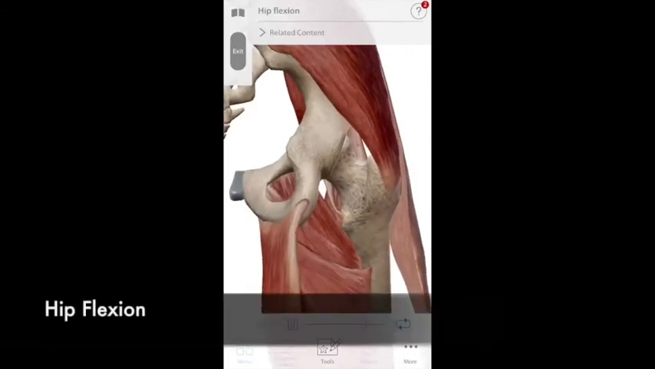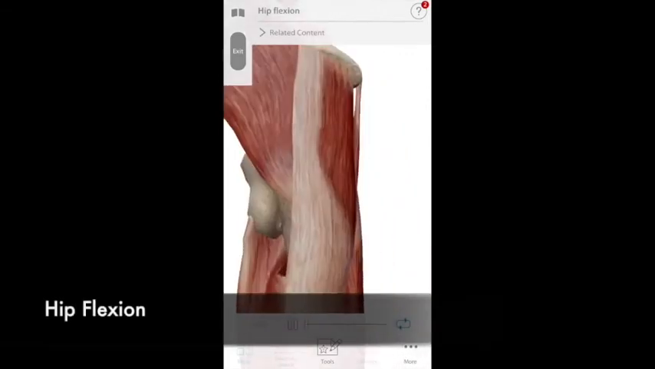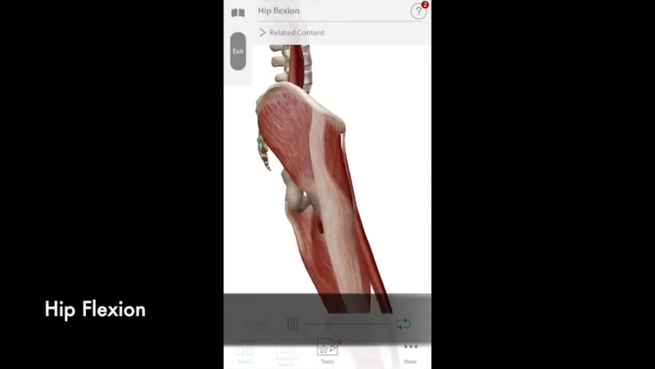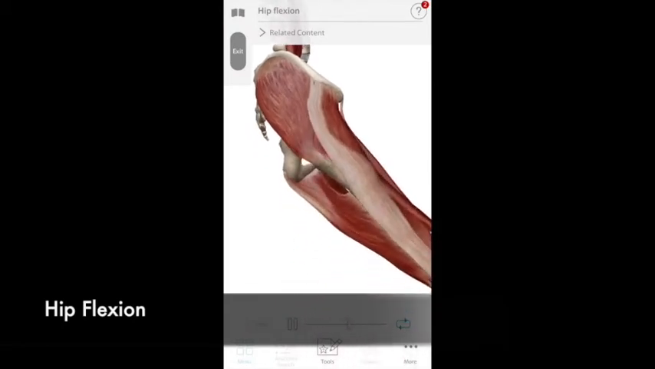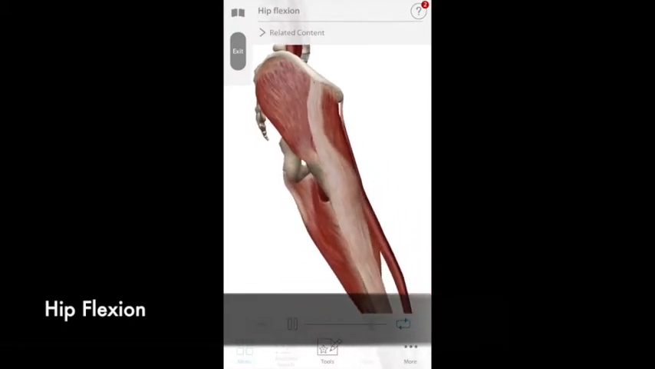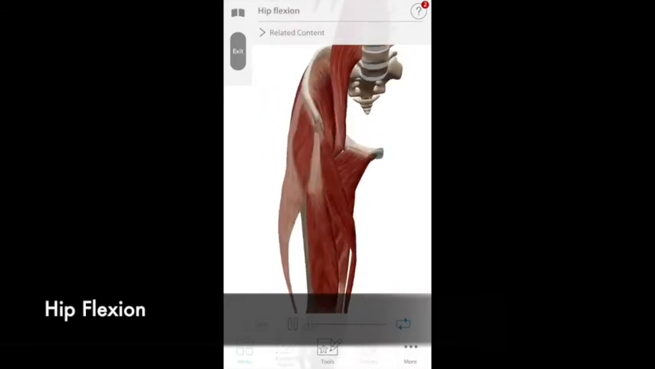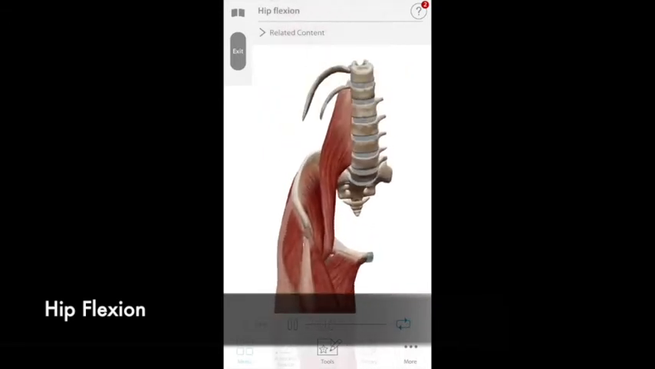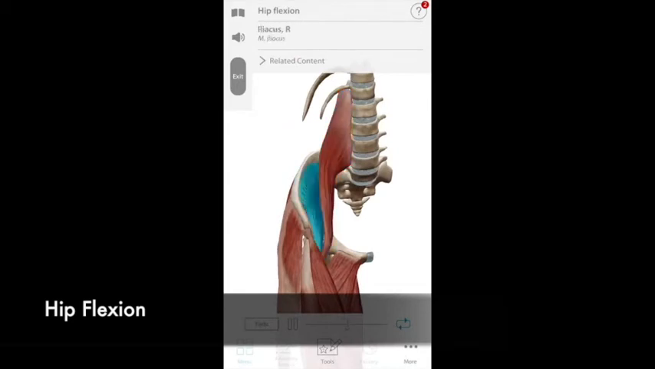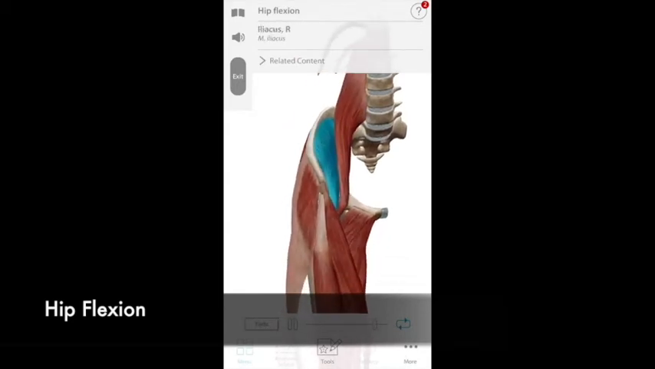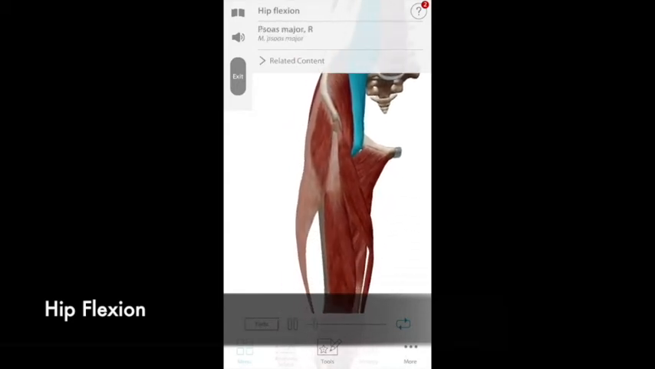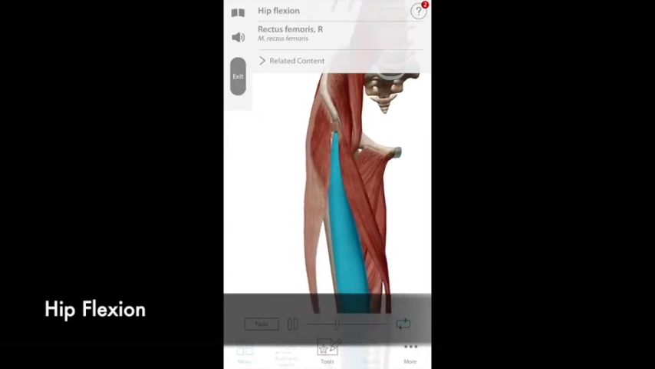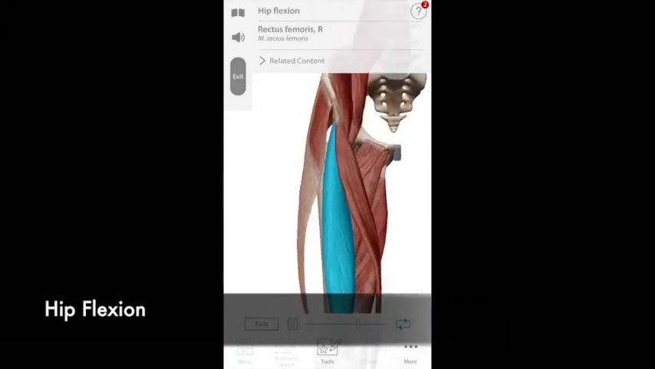Down to the lower limbs for action at the hip joint. We'll have our hip flexors spanning the anterior surface of the hip, causing that anterior movement of the thigh, right? So the major muscles are going to be your psoas major and your iliacus, as well as the rectus femoris, causing that anterior movement.